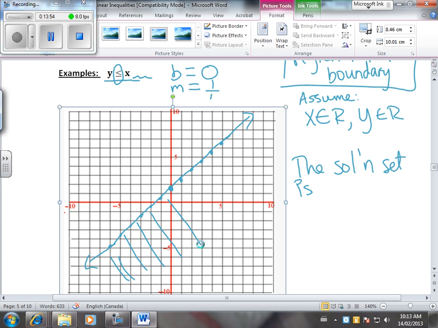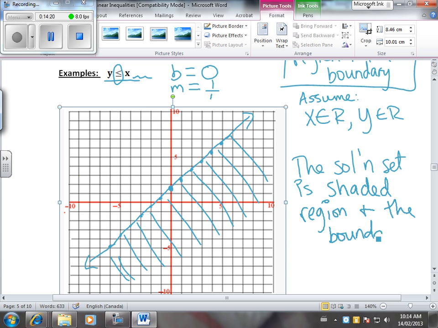And you'll see in the textbook that the shading is very nice, and they actually shade the whole thing. And you can do that with your pencil if you want. It's difficult for me to do it with the smartboard, and that's why I don't do it. But the solution set in this case is the shaded region. And the boundary. Again, because we have the solid line, the boundary is a possible solution.